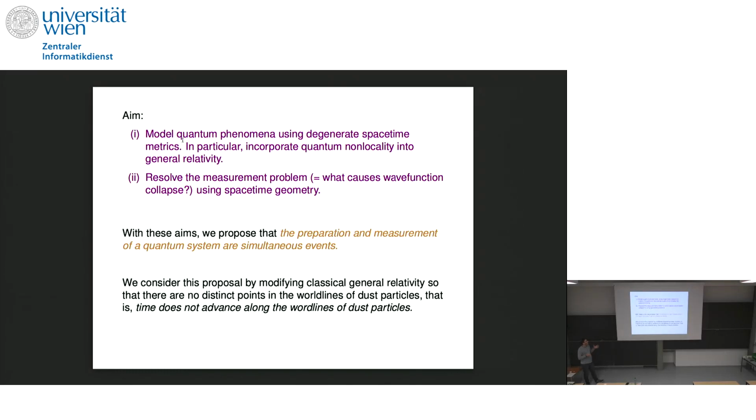So with these aims, the proposal is that the preparation and measurement of a quantum system are simultaneous events. And so I consider this proposal by modifying classical general relativity so that there are no distinct points in the world lines of dust particles. That is, time does not advance along the world lines of dust particles.